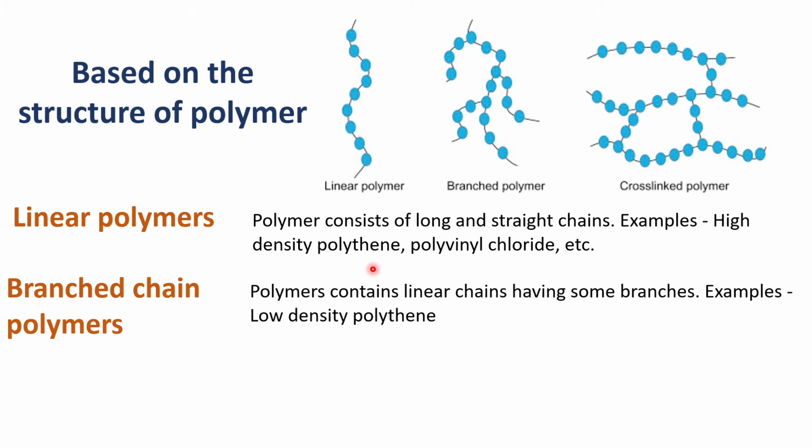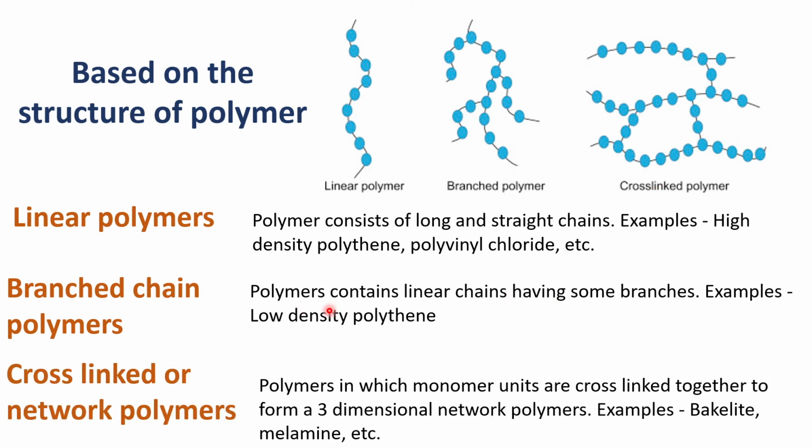These polymers contain linear chains having some branches. Like in network polymer, as you can see, there are too many branches, but in case of branched polymer there are fewer branches. It includes low density polythene. The last one is the cross-linked or network polymer. These are basically polymers in which monomer units are cross-linked together to form a three-dimensional network. Examples are bakelite, melamine, etc. We'll discuss these in detail further, so don't worry.